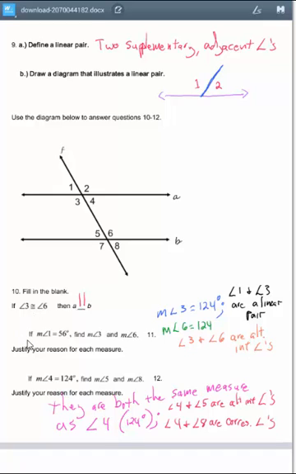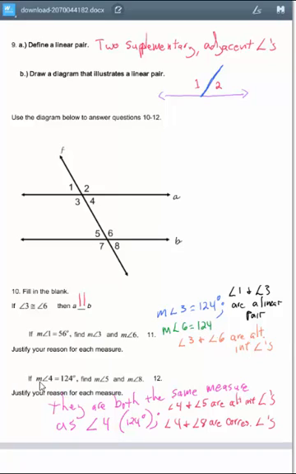Then we have if the measure of angle 1 equals 56 degrees, find the measure of angle 3 and the measure of angle 6. Well, if the measure of angle 1 is 56 degrees, 1 and 3 form a linear pair. That means 3 has to be angle 1's supplement. So what we can do is take 180 degrees, subtract 56 degrees, and that means that the measure of angle 3 has to be 124 degrees. And if angle 3 is 124 degrees and angle 6 is the alternate interior angle with angle 3, and those lines are parallel, then angle 3 and angle 6 have to be congruent. Therefore, the measure of angle 6 also has to be 124 degrees.